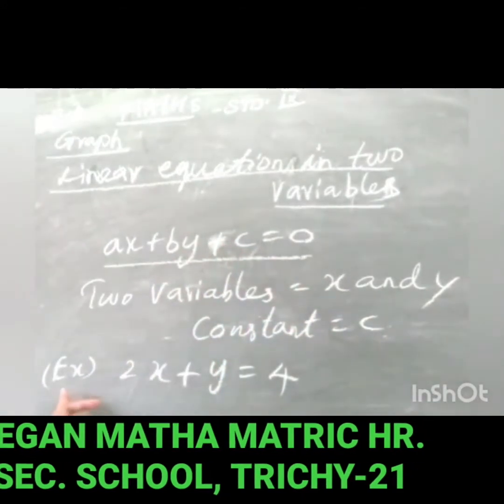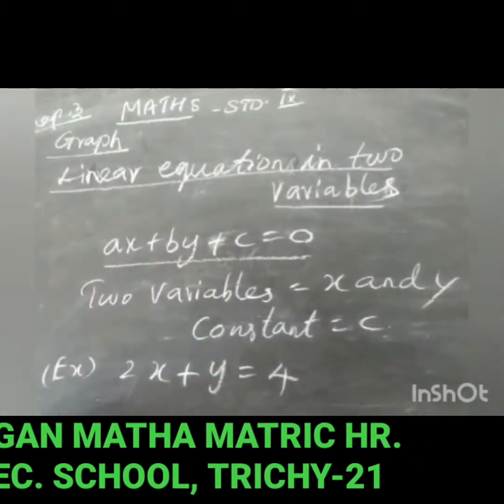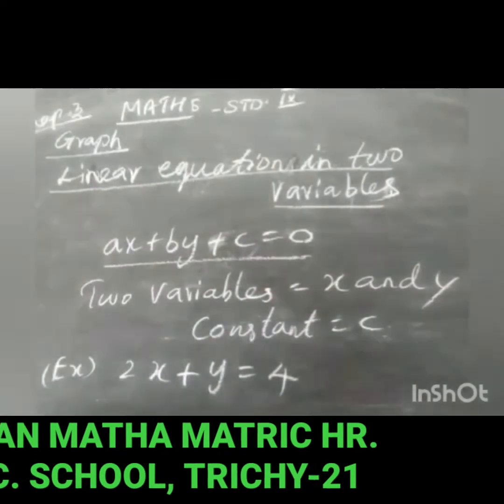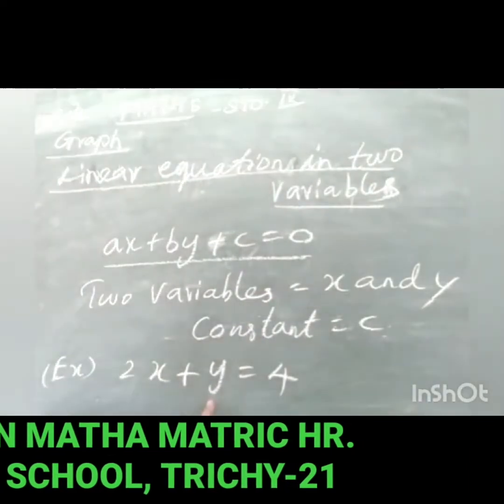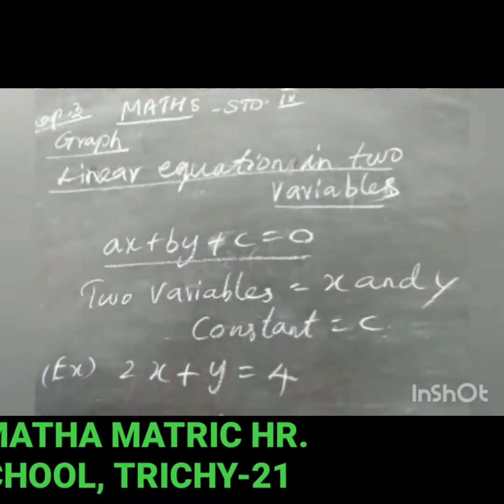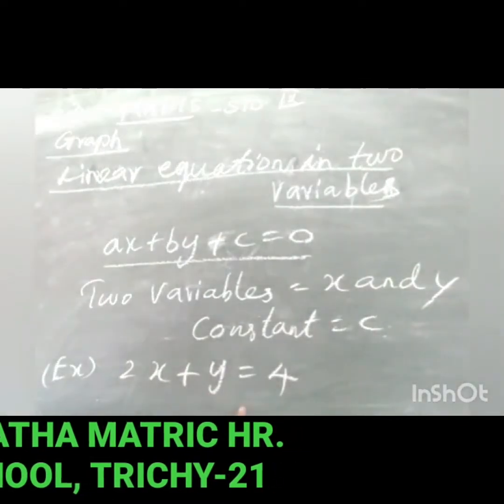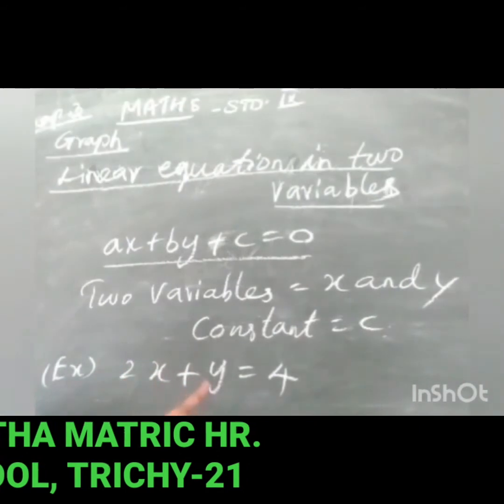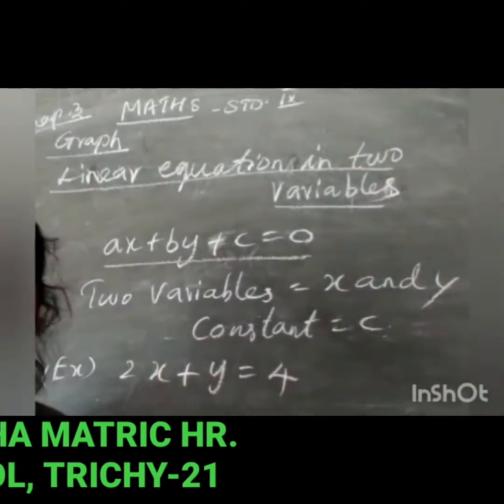For example, if they give 2x plus y equal to 4, first you have to find out the y value only. Here is the given equation. You have to find y equal to, with plus 2x coming to this side, that is minus 2x.